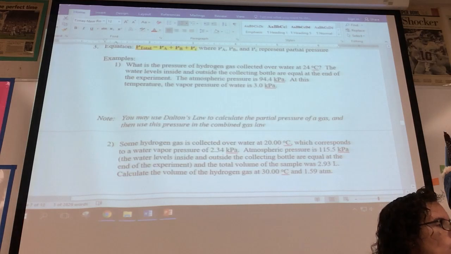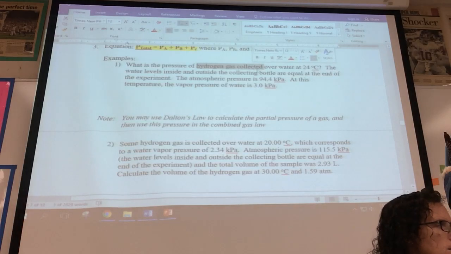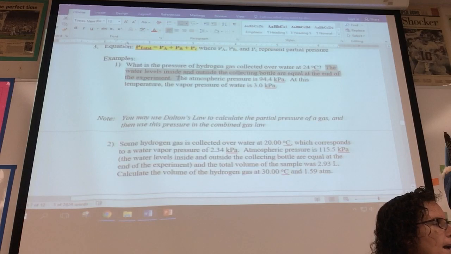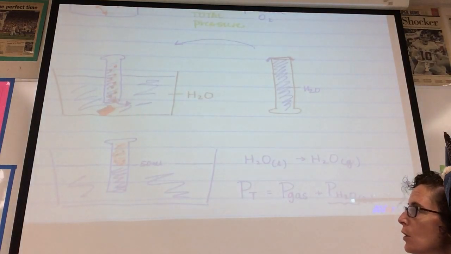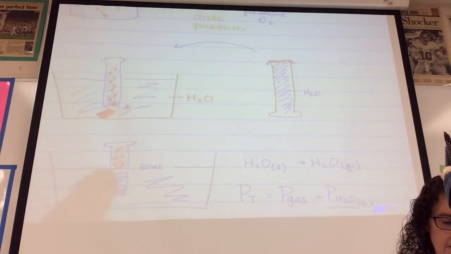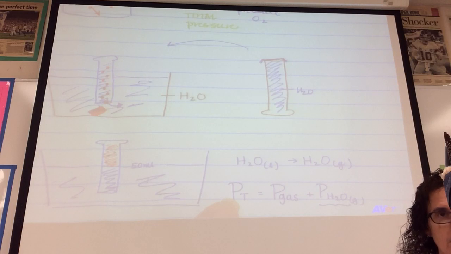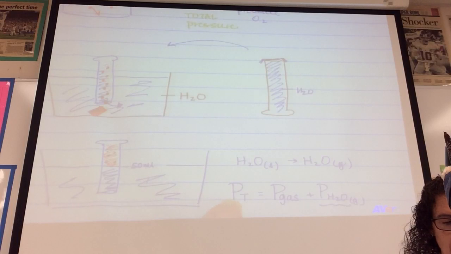It says, what is the pressure of hydrogen gas collected over water at 24 degrees Celsius? The water levels inside and outside the collecting bottle are equal at the end of the experiment. And that I do want to explain. When you do these experiments, you need the water level outside and the water level inside to be the same. Once you have equalized for pressure, your total pressure here is equal to atmospheric pressure, which we get from a barometer we got off the internet the other day.